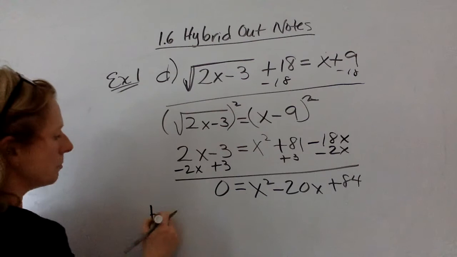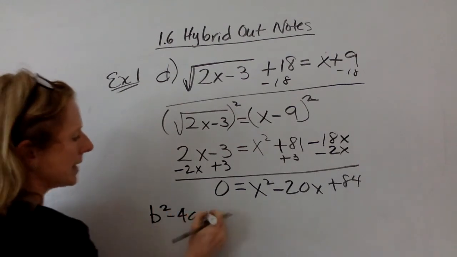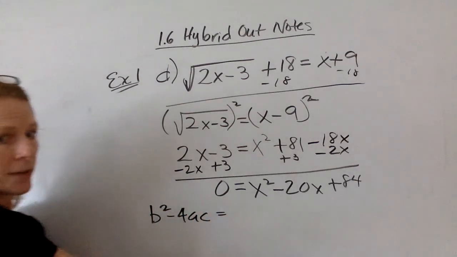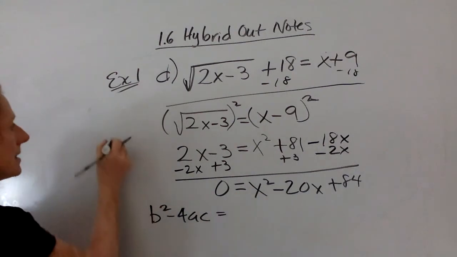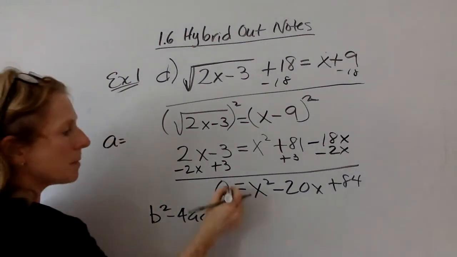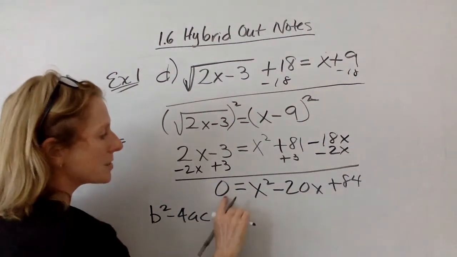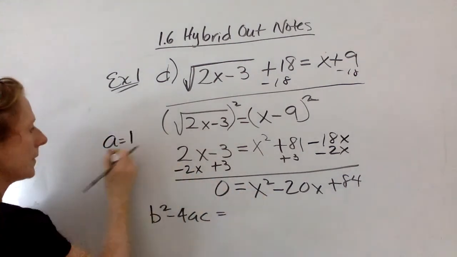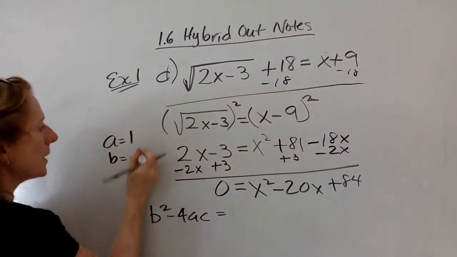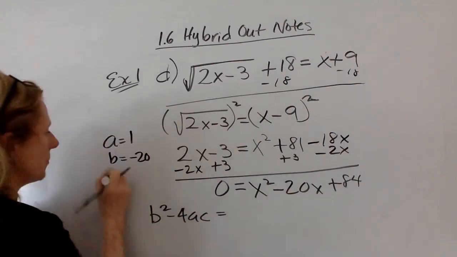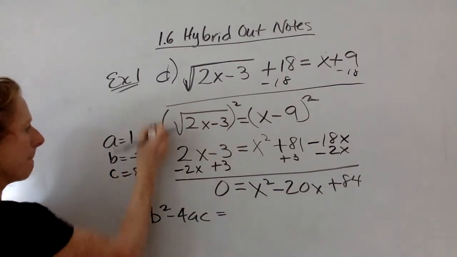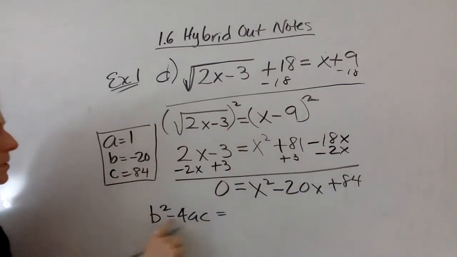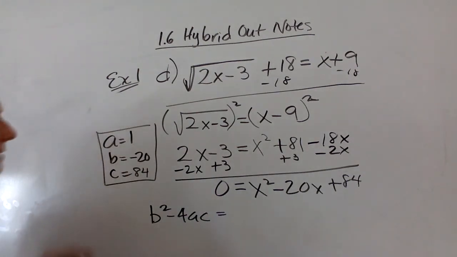So again, I'm going to do b squared minus 4 times a times c to find out if I can factor this. And in this case, remember, you only find a, b, and c when the equation is set equal to 0. So a is 1, b is negative 20, and c is 84. So let's plug those into b squared minus 4ac to find out what the discriminant is. That's what's underneath the radical sign.